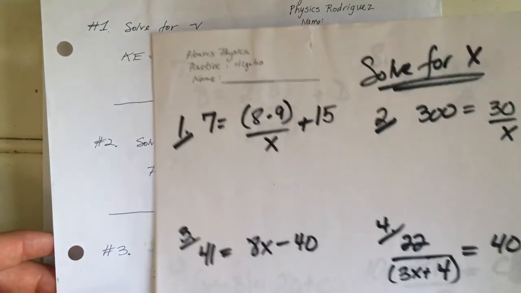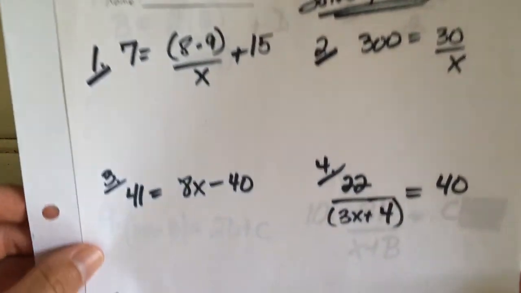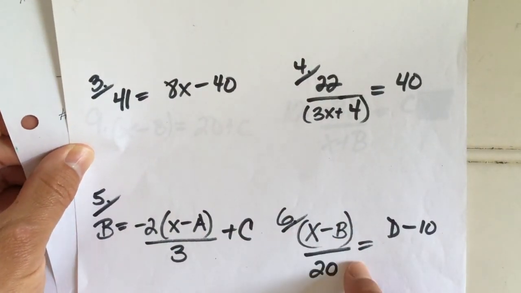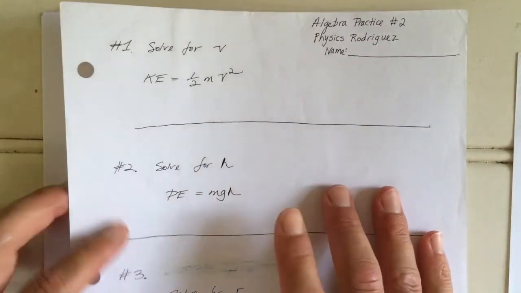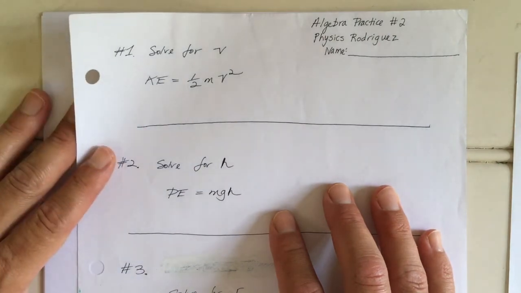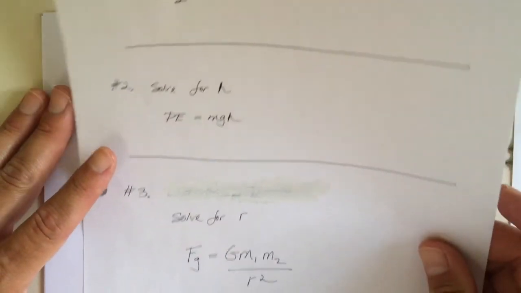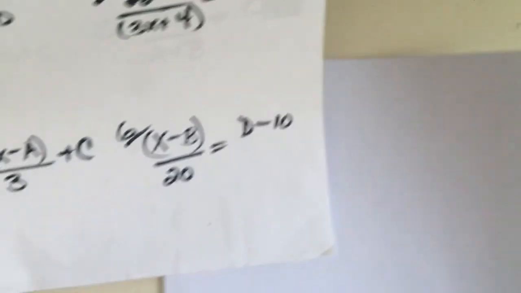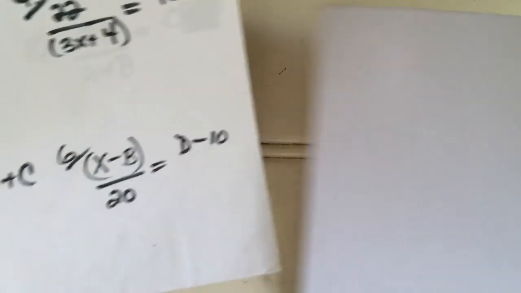So this lecture is going to go over a little more advanced algebra. We're going to do some solving in terms of multiple variables down here on this page. And then we're also going to look at this worksheet right here where we do the same thing, but we use some variables that are more specific to physics. So we're going to be using a lot of our same algebra rules, but let's see an example, right?